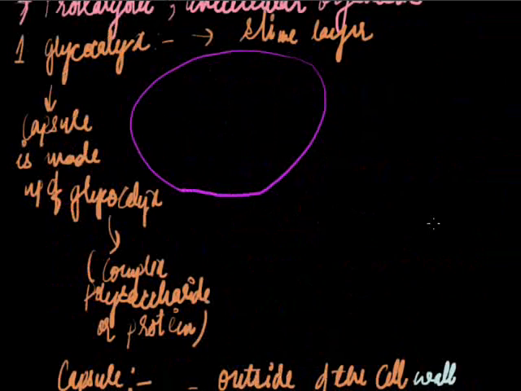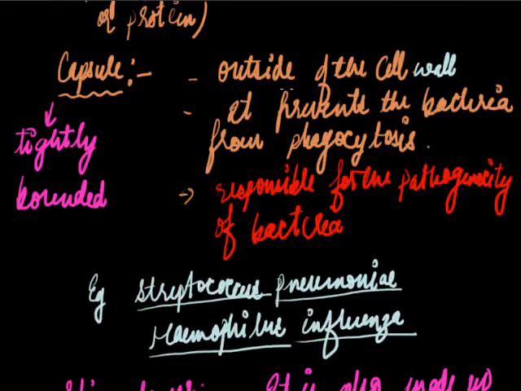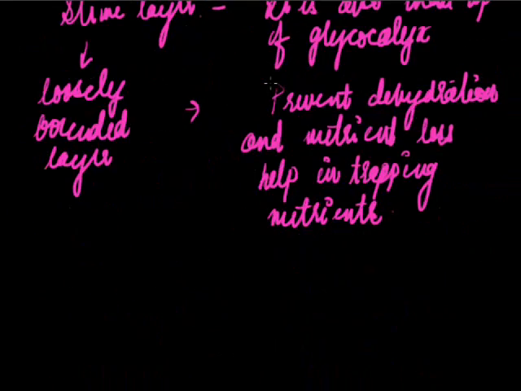Have we studied the outer structures? This is the glycocalyx, and the glycocalyx can be a capsule or a slime layer. The capsule is made up of glycocalyx and the slime layer is also made up of glycocalyx, but the difference is that the capsule is tightly bounded while the slime layer is loosely bounded, and the slime layer helps to prevent dehydration and nutrient loss and helps in trapping of nutrients.